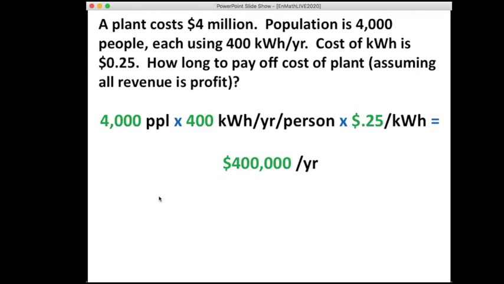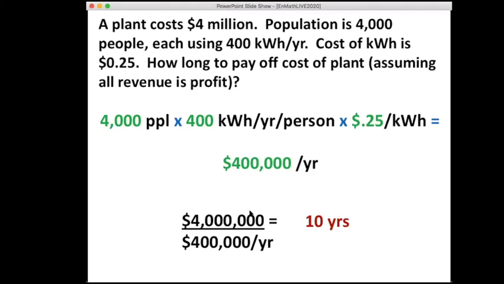The power plant cost $4 million. Divide that by 400,000 a year. Cross off a whole bunch of zeros. And it's going to take them about 10 years. Some of our power plants are 50, 60 years old. You think those people are making money? They're making a lot of money. Energy sector, big cash. You want to go into environmental science? Go work for the energy company.